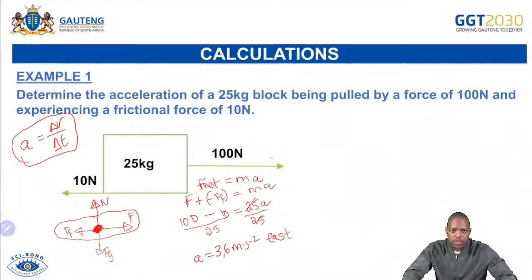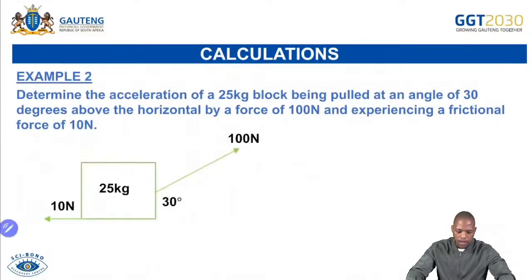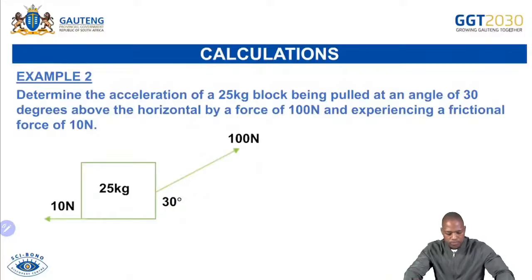Very, very simple steps. Step number 1, you draw the free body diagram. Step number 2, you write the formula F net is equals to MA. Step number 3, you ask yourself what is your F net, and you get your answer from the free body diagram. Step number 4, substitute, work out, write your answer with units and the direction. Let's try another example and see if we are getting this.